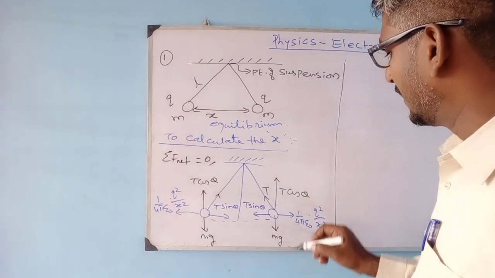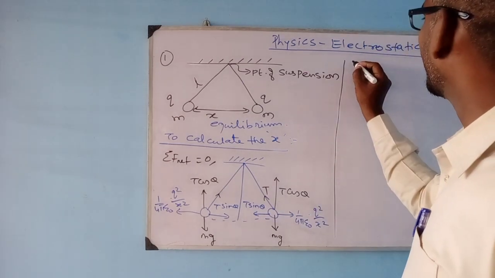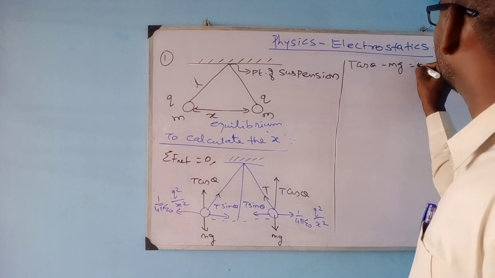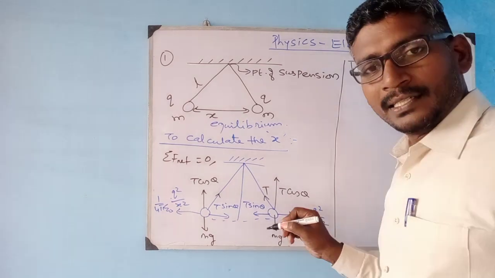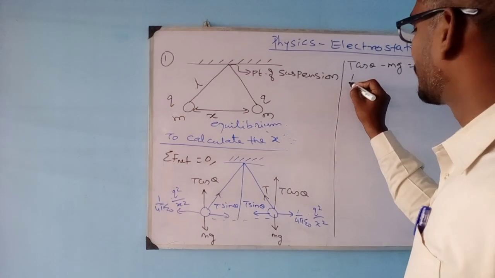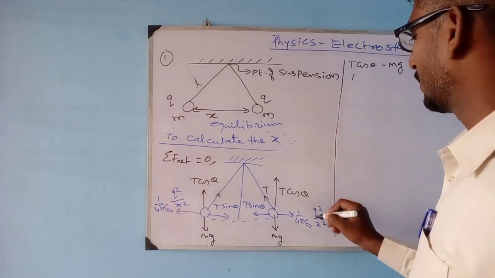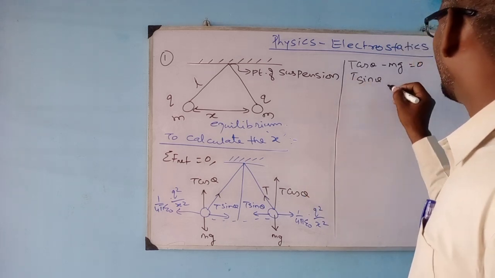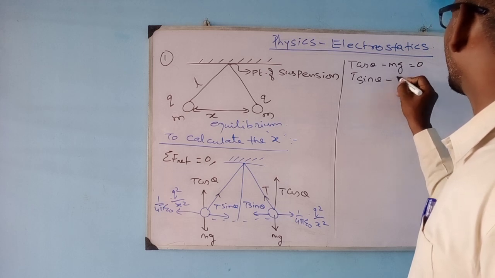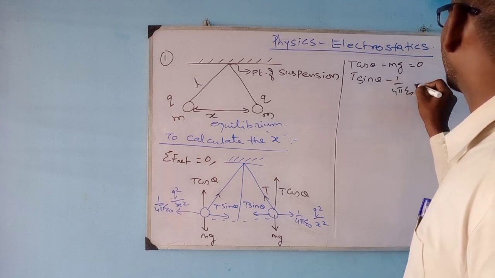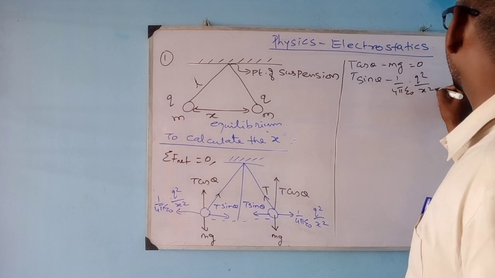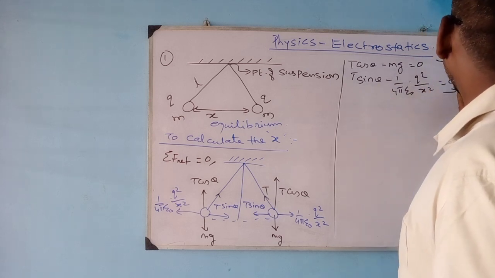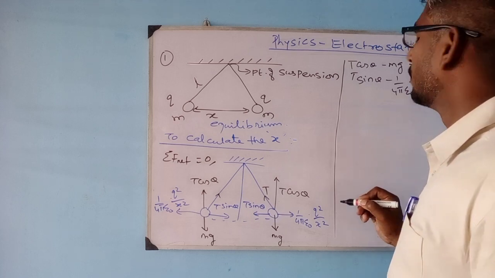For this I am considering the upward and downward forces and putting them in equation form. T cos theta minus mg is equal to 0. And the other one I am framing as T sin theta minus 1 by 4 pi epsilon naught q square by x square is equal to 0.